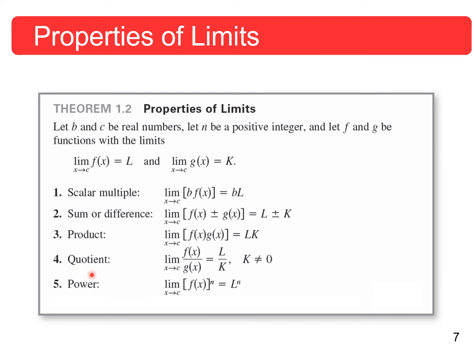Similarly, for the quotient rule, the limit of the quotient is equal to the quotient of the limits. L is just the limit of the function f of x as x approaches c. And k is the limit of this function g of x as x approaches c. So again, the limit of the quotient is equal to the quotient of the limits.